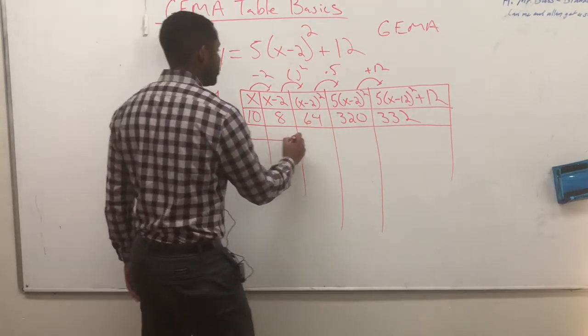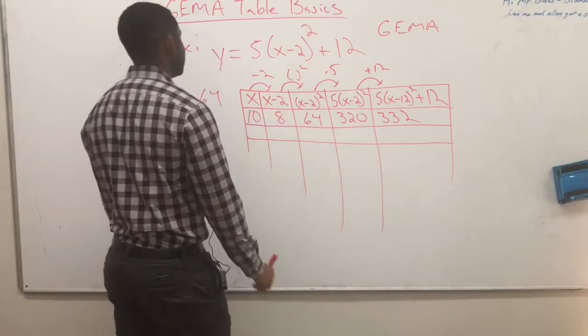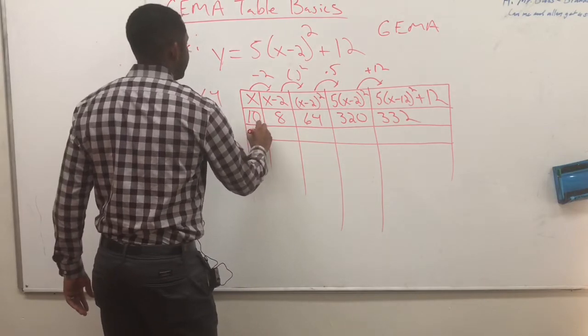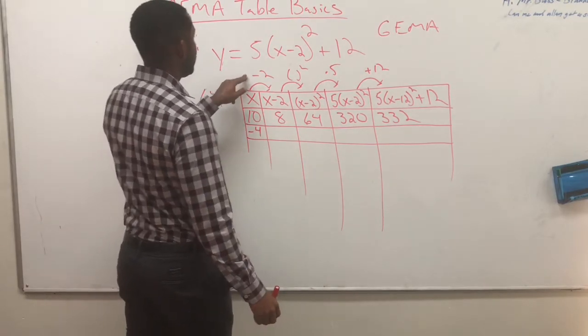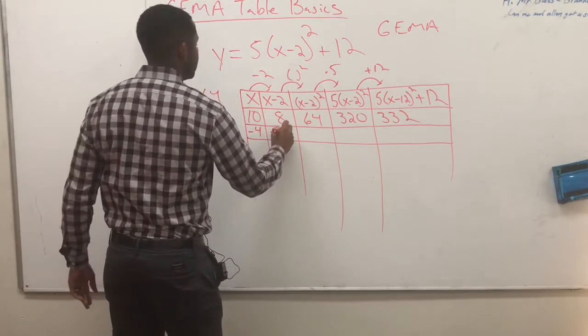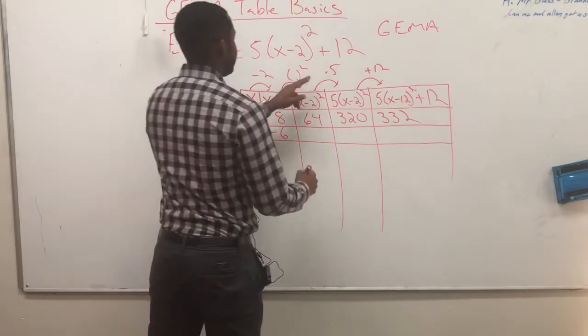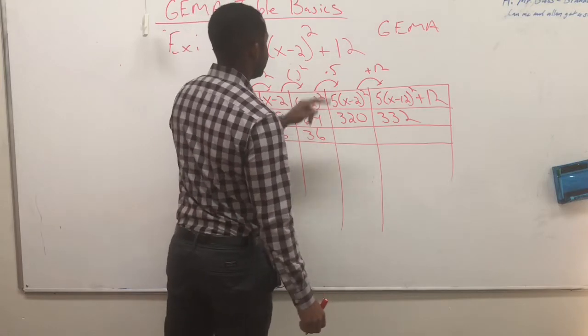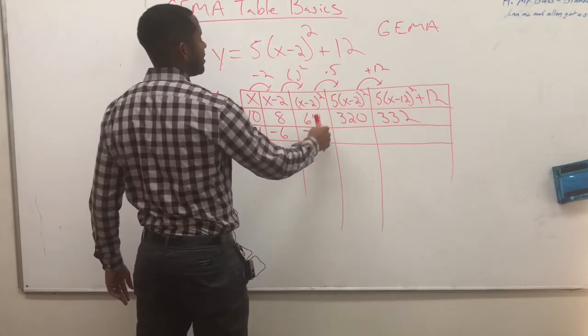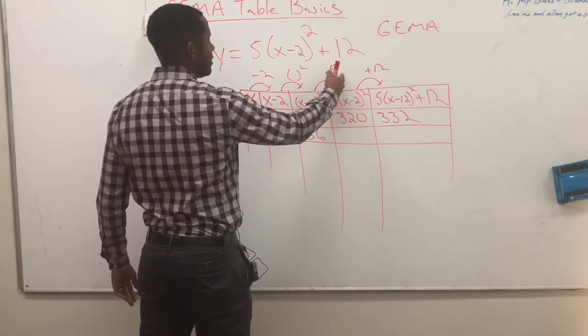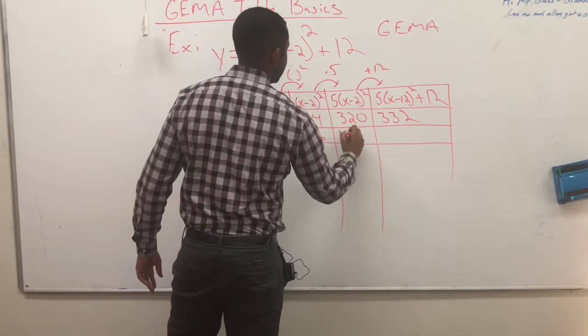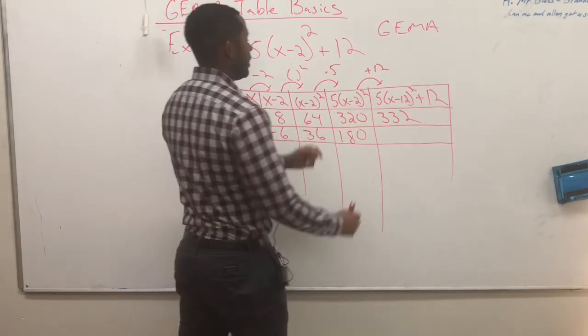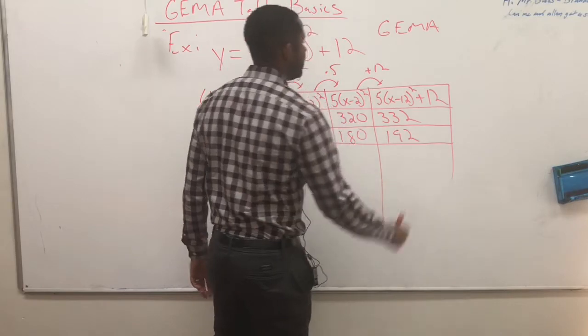All right, I'll do one more. Let's say x was, I don't know, let's say it was -4. -4 minus 2 is -6. -6 squared is 36. 36 times 5, well, 36 times 10 is 360. Half of that is 180. And 180 plus 12 is 192.